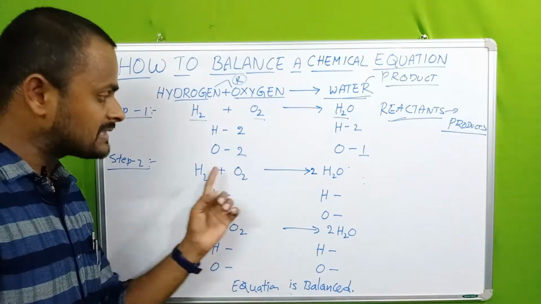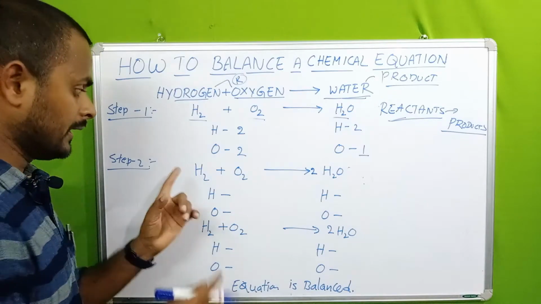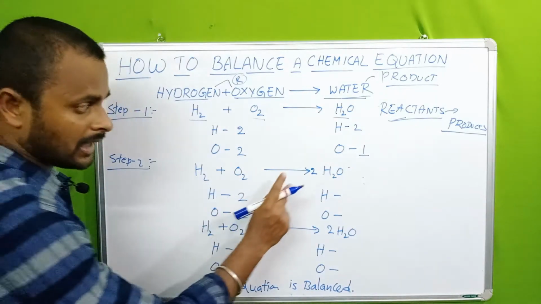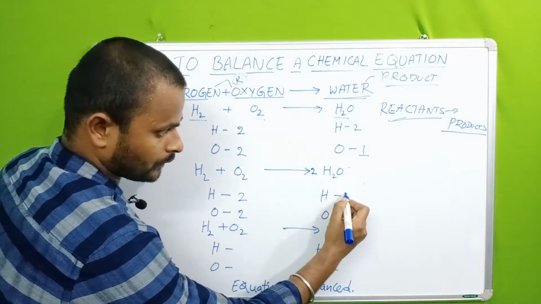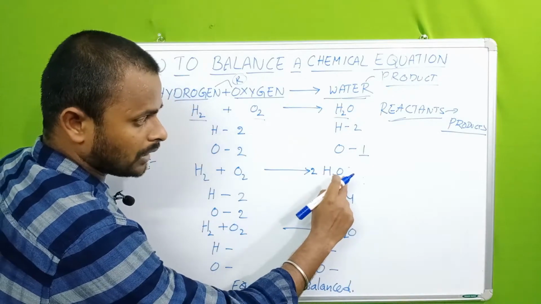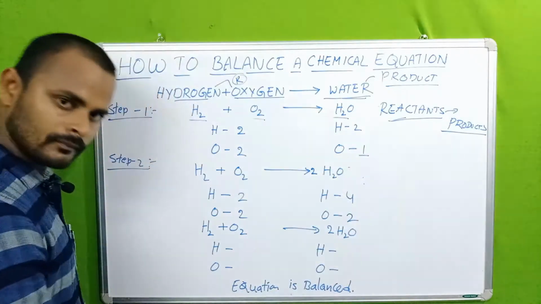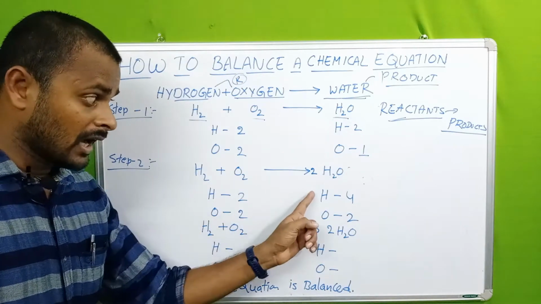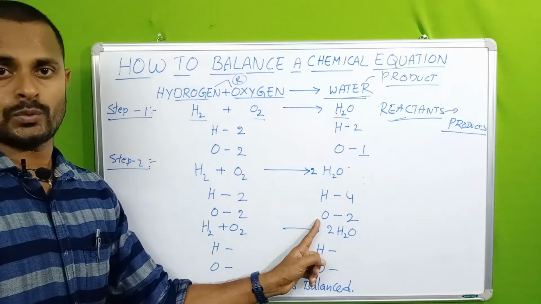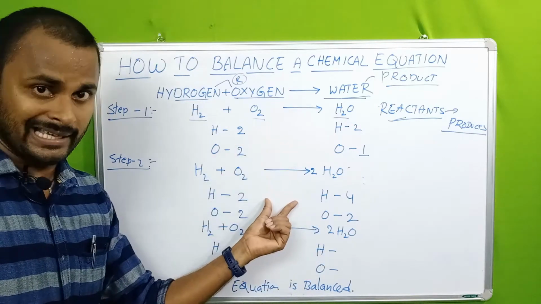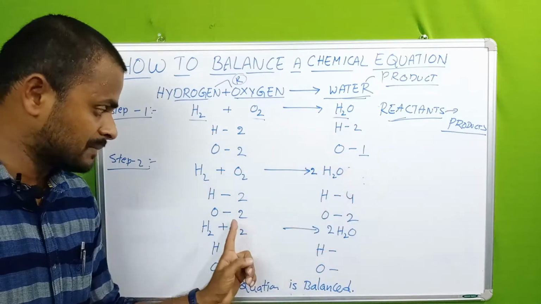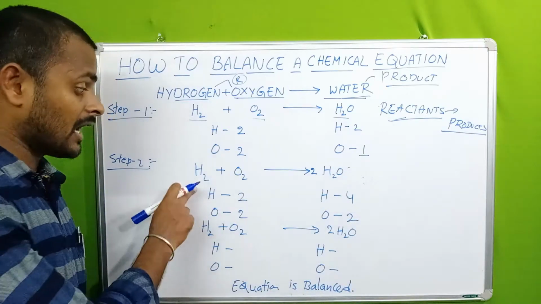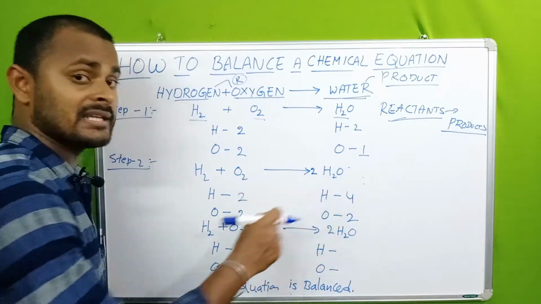Again check, is the equation balanced or not. Here hydrogens 2, oxygens 2. Here hydrogens 2 into 2, 4, and oxygens 2. So from the first step to the second step, oxygen's number is balanced. Here 2 and the product side also 2. But where is the difference? Here hydrogens 2, but here hydrogens 4.